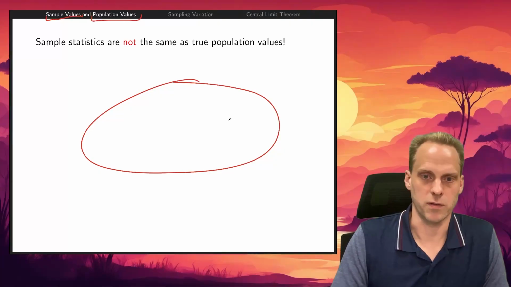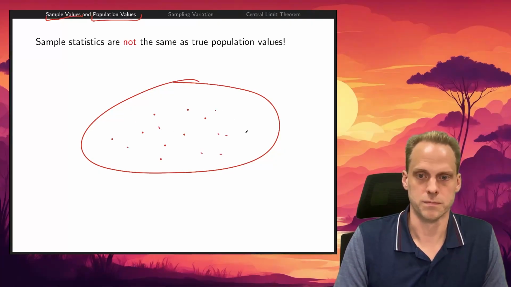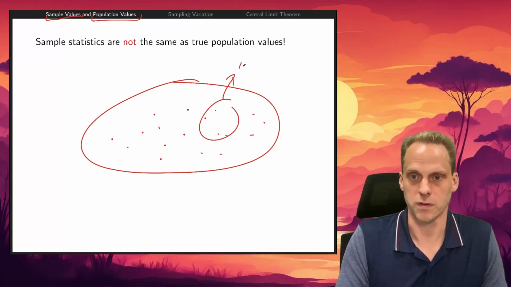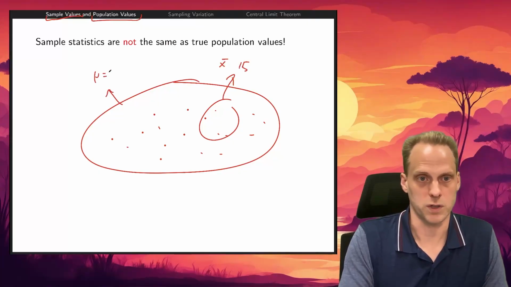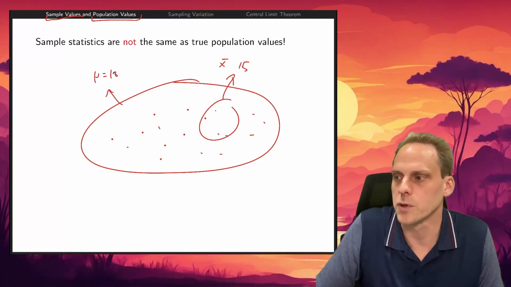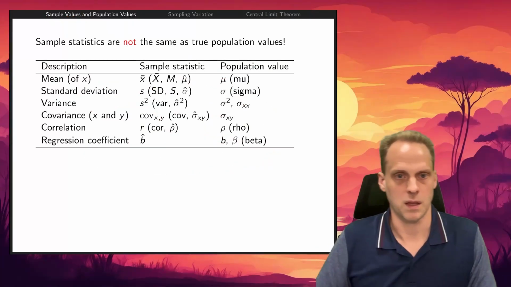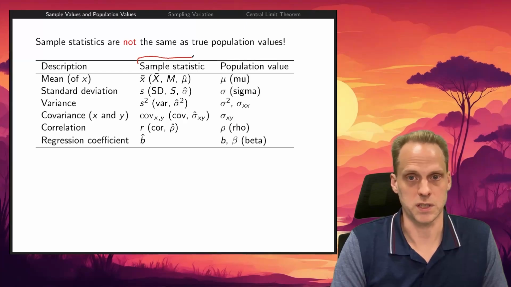Let's say we have the world, all kinds of people in here, right? Let's say these are all people. And we take a sample, maybe we sample these and we get an average of 15. Maybe the true average, which we then call mu, was more like 16. We just happened to sample some people that were a bit below that. This is really important. So we distinguish between sample statistics and population values.